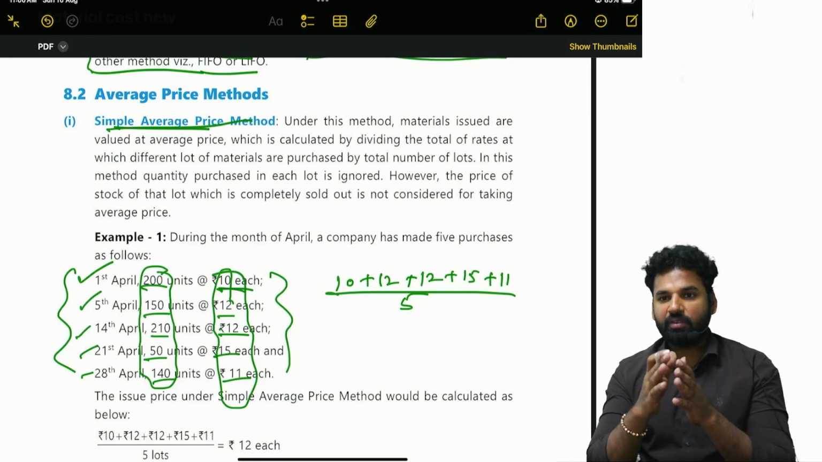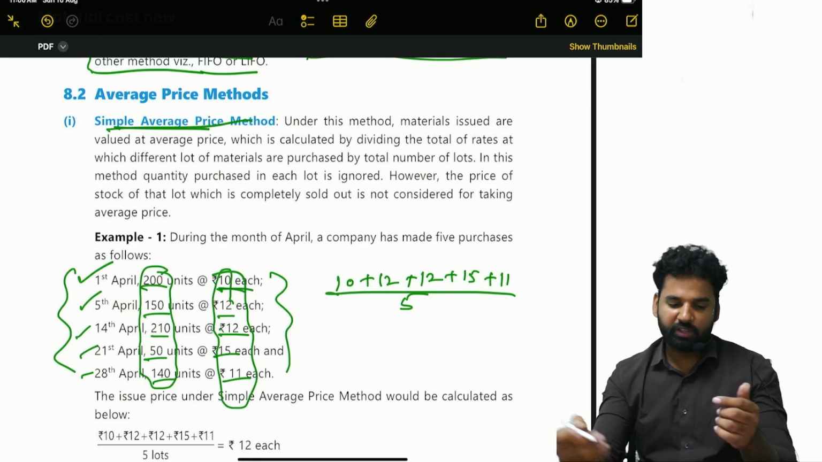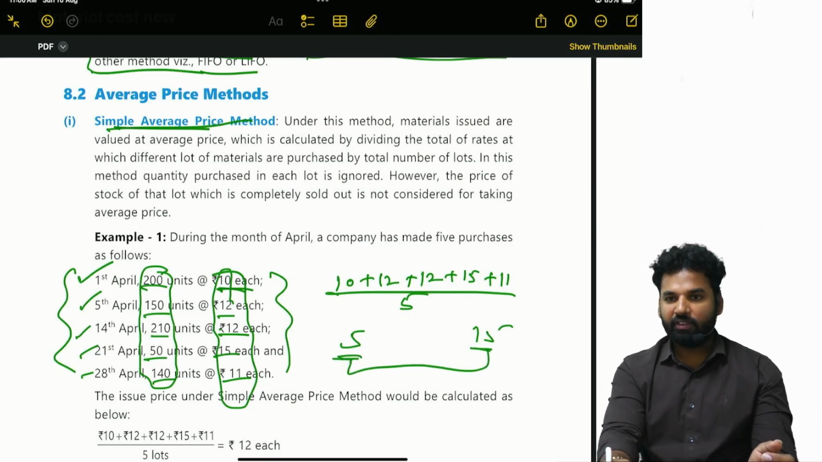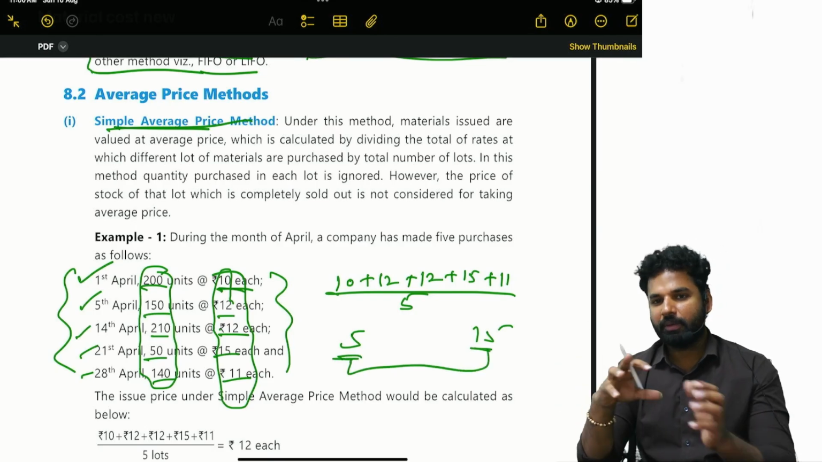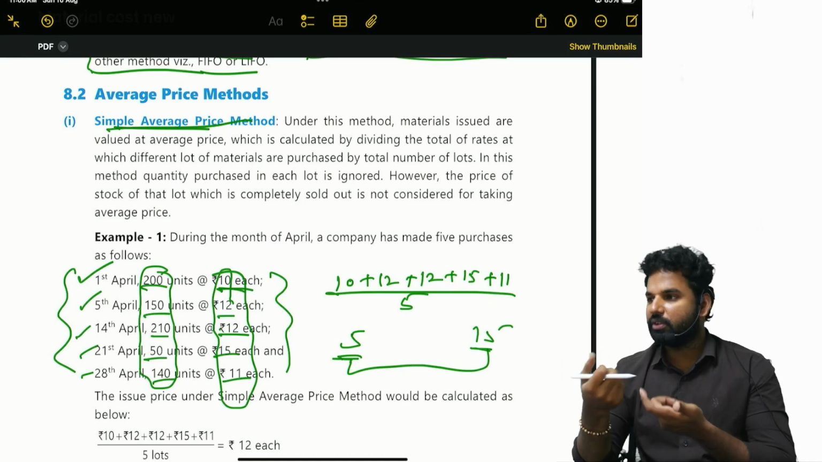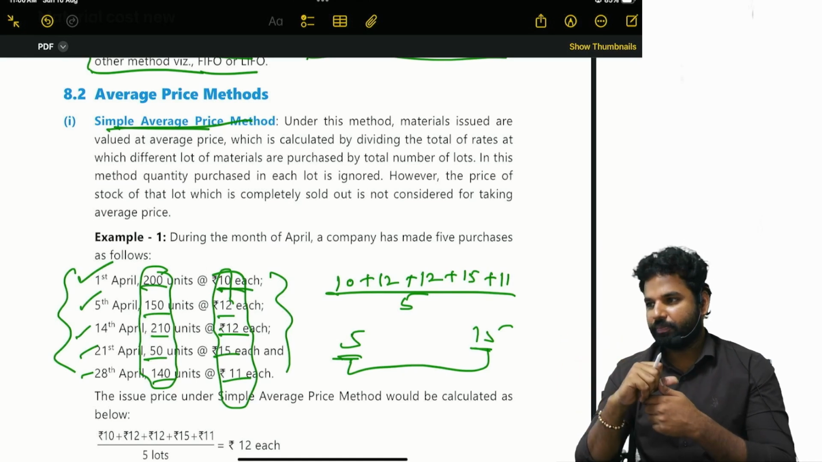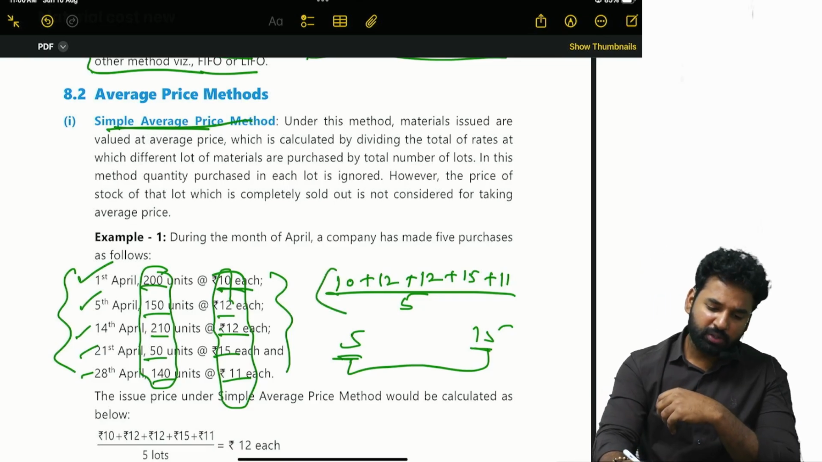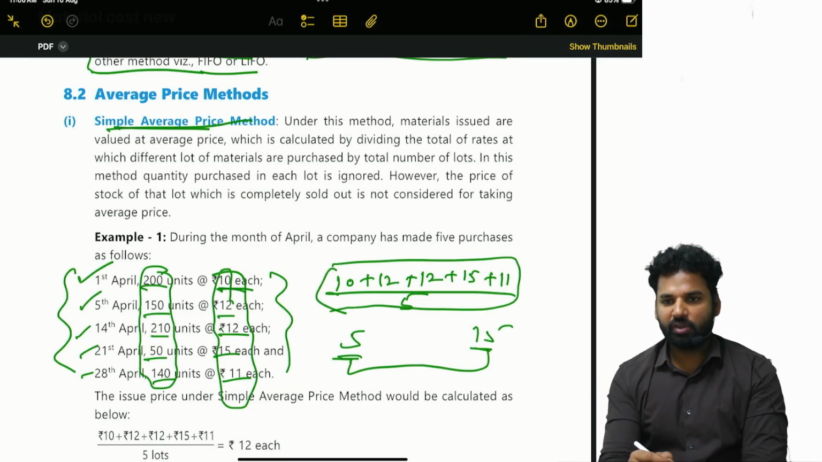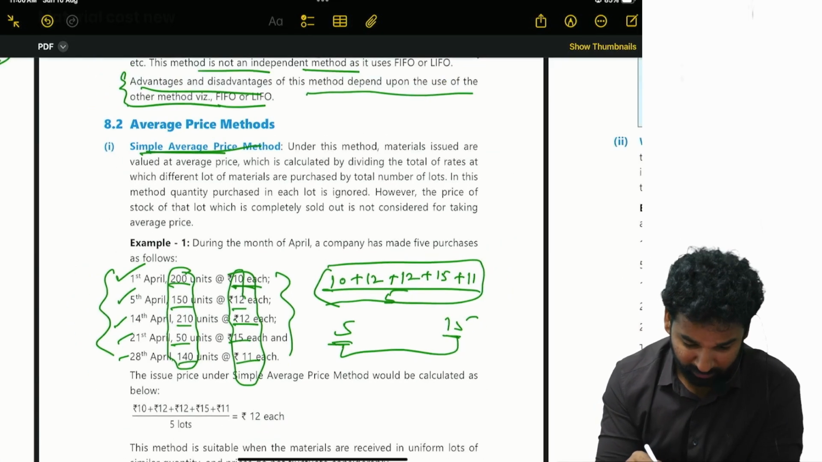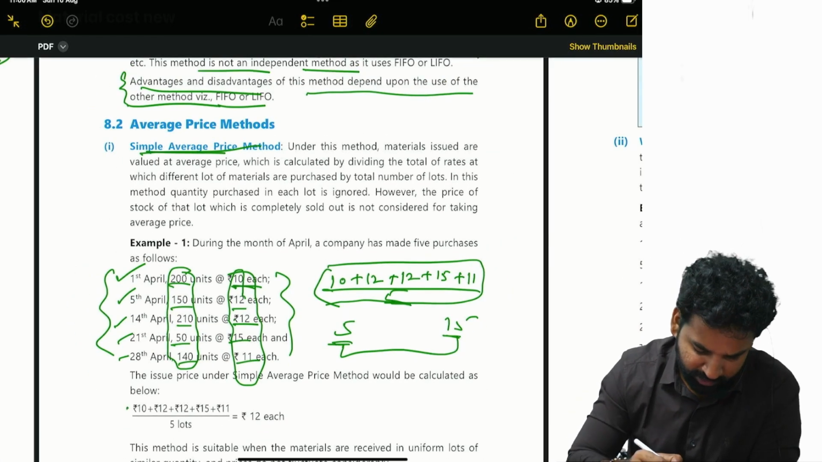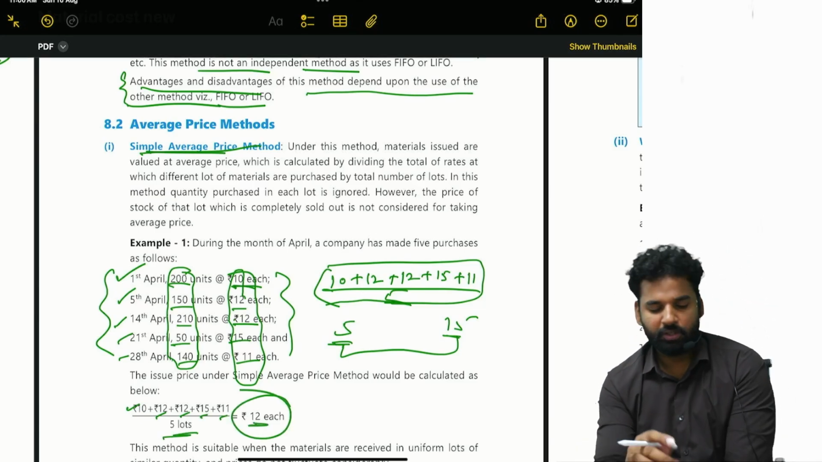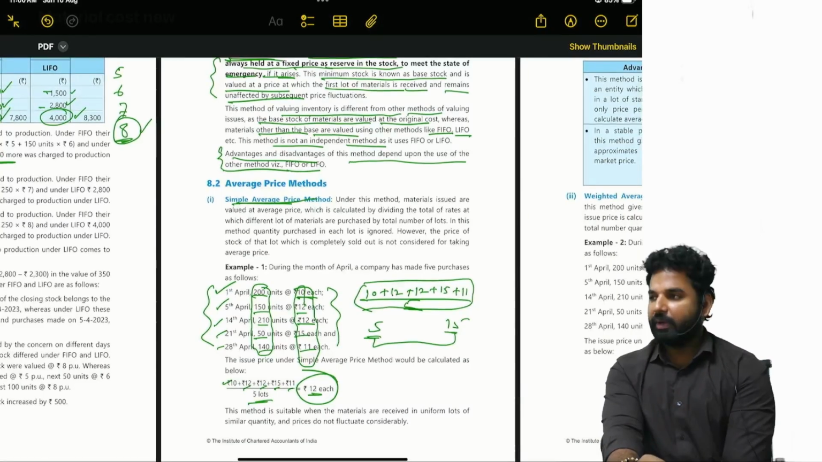Obviously, when the prices are fluctuating more, let's say from 5 to 15, the average will not give you a good result. At the same time, when you are not considering the number of units, it will not give you a correct result. So that's why this method is less effective, and that too, it considers just the number of lots, not the number of units. This is how we calculate the price: 10 plus 12 plus 12 plus 15 plus 11 by 5 lots, which equals 12 each. Average price will be adopted for the material issues.